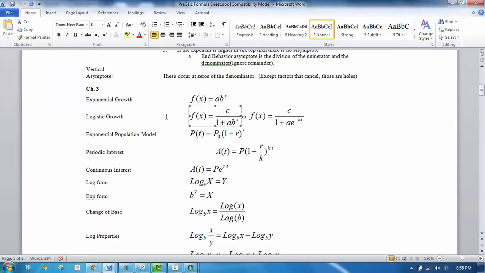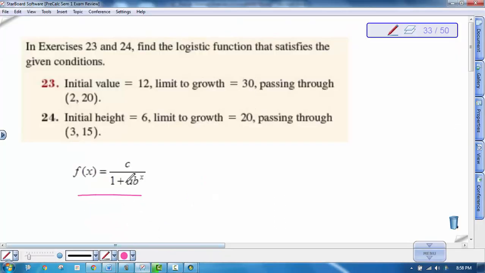Here's the formula for logistic growth. We can use e as well, but let's use this form because it just wants us to find a logistic function that satisfies these conditions. So this C right here is the limit to growth, so that's 30. So far my function becomes 30 over 1 plus a b to the x.